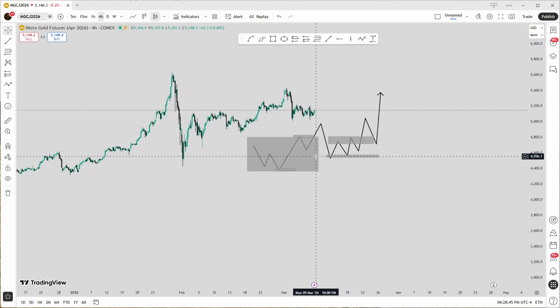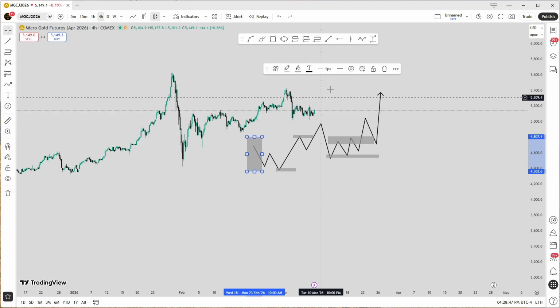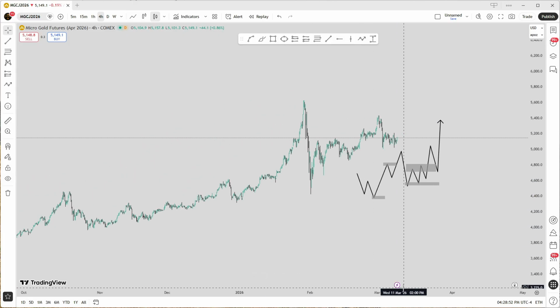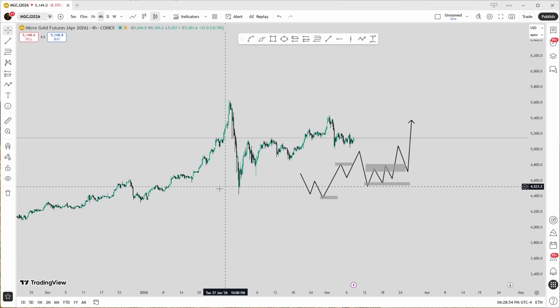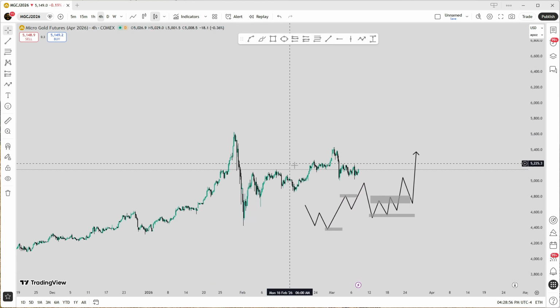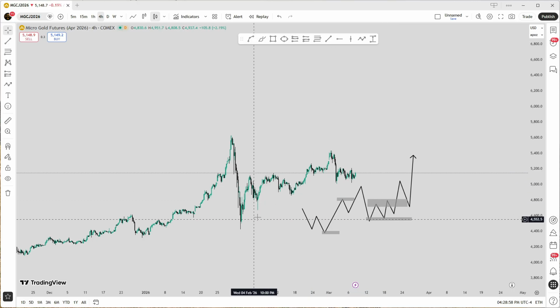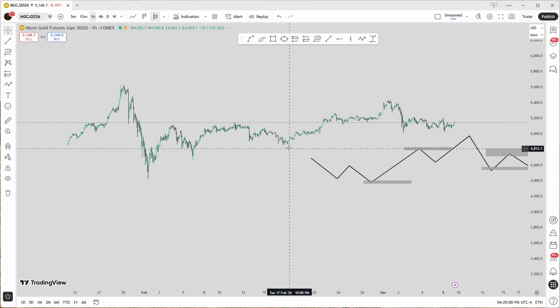So we don't just trade for trading's sake or to make money. You need reasons to enter the market. All right, so let's go down to the 1 hour.